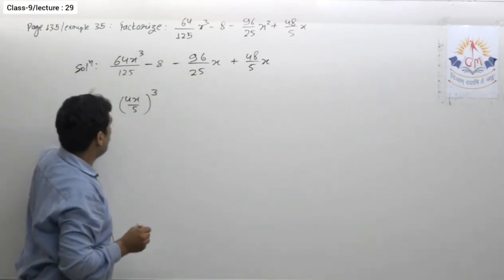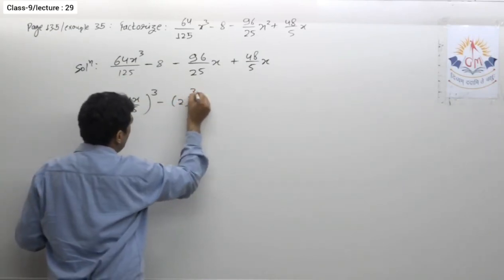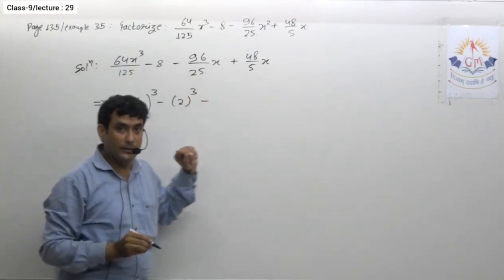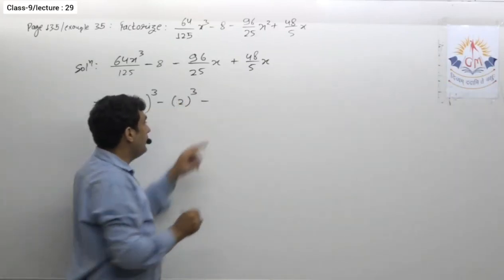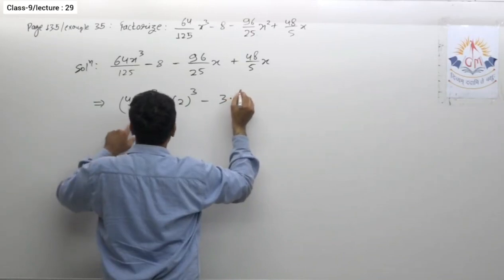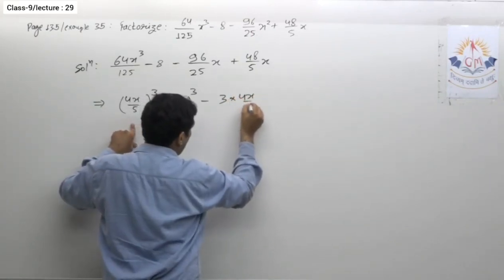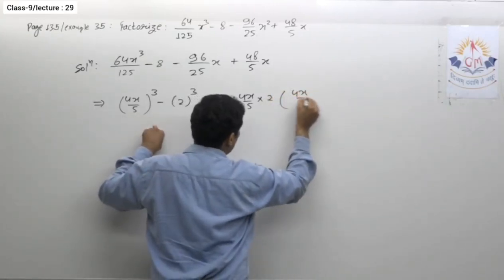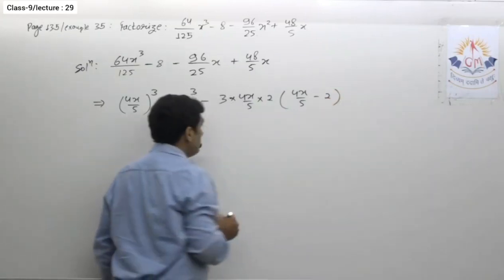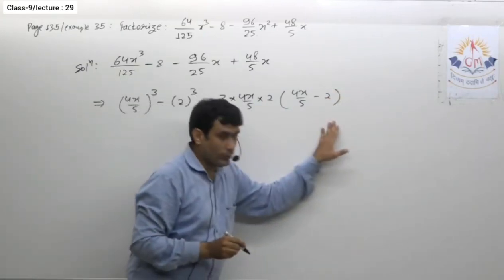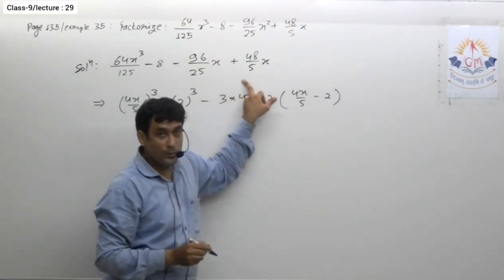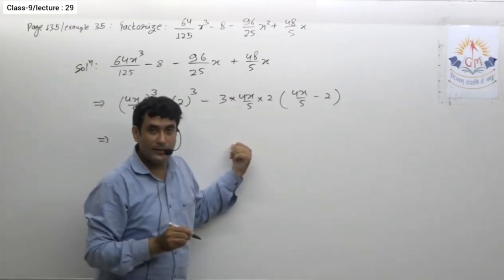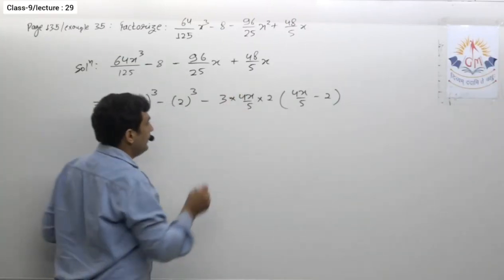This is exactly a cube, minus this is exactly a cube, b cube. Now I write the next term according to the identity. The identity says a cube minus b cube minus 3ab. 3 into a, which is 4x upon 5, b is 2, 3ab into (a minus b), that is (4x upon 5 minus 2). Now I check whether the product of these two gives me these two terms or not. And if I find yes, they are equal, then definitely I'll get the identity of (a minus b) whole cube. So let us see.